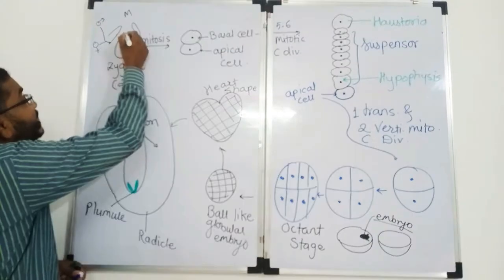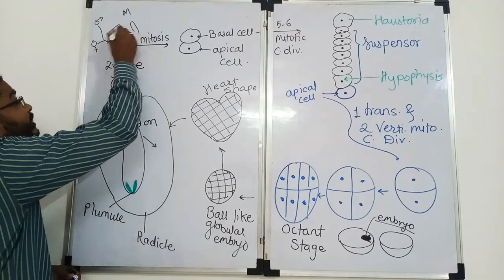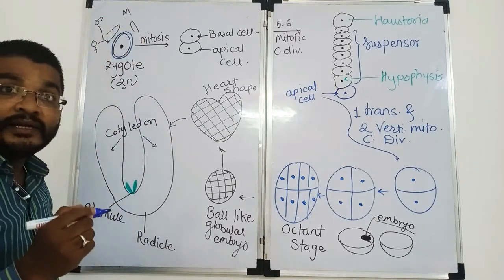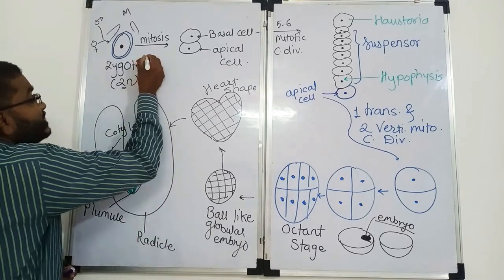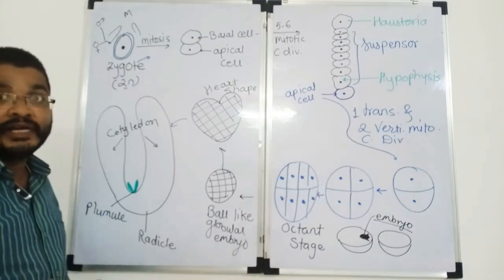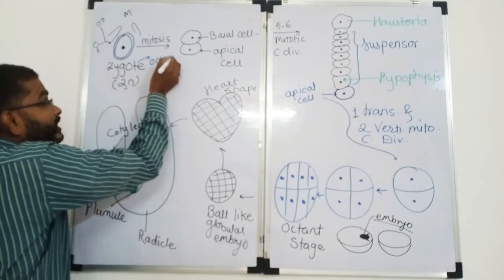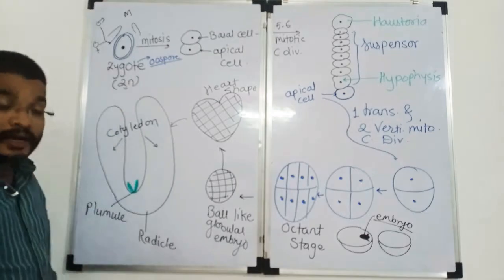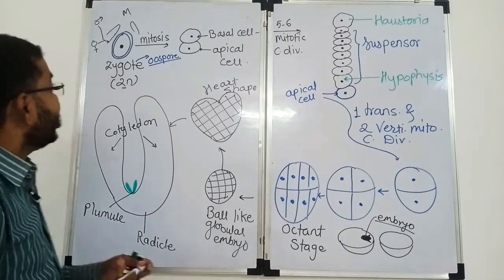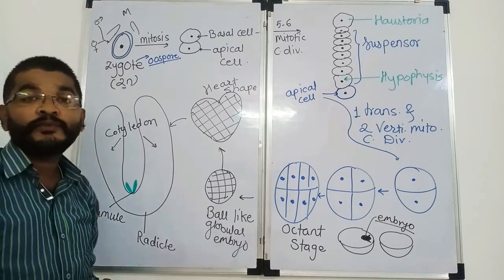Soon after fertilization, that zygote develops an additional protective covering around itself. तो ये zygote क्या करता है? Zygote is developing a protective covering around itself, and it becomes an oospore. So after forming additional covering around itself, it becomes an oospore. तो उसका क्या बन जाता है? Oospore बन जाता है. After formation of oospore, that zygote or oospore undergoes first mitosis.